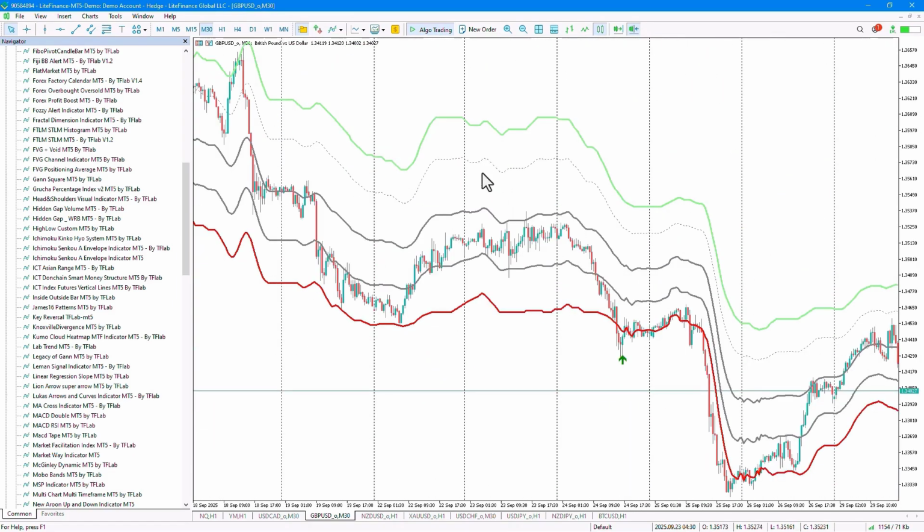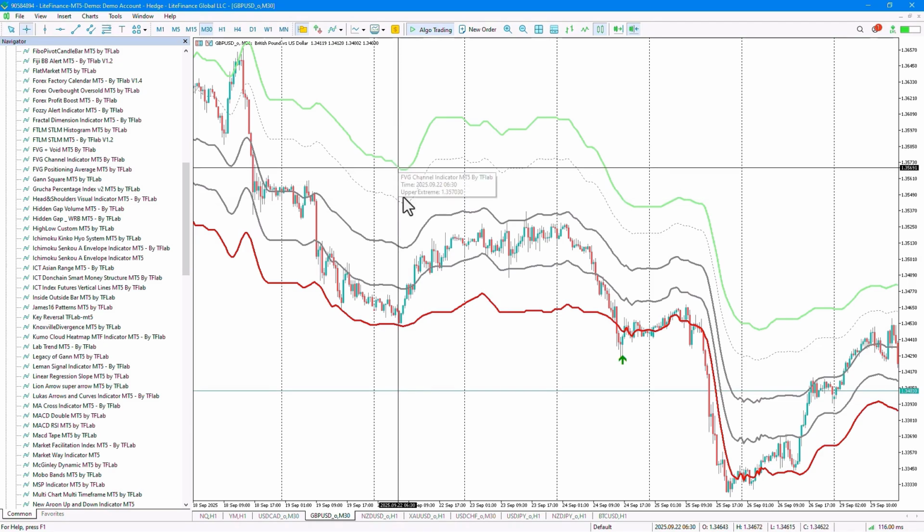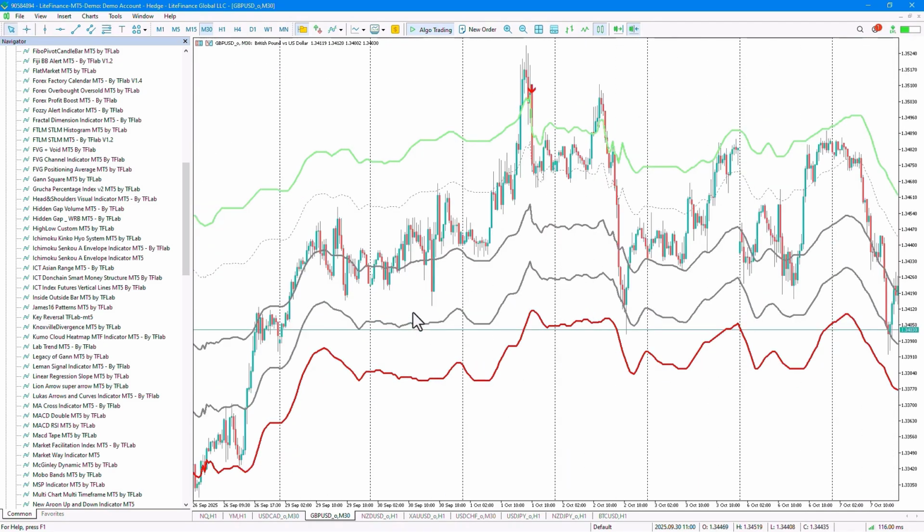This channel consists of 5 different lines, which traders can use to identify price reactions in the market. The midline acts as the average of the previous FVGs on the chart, and based on specific mathematical calculations it performs, it draws the price channel for us.